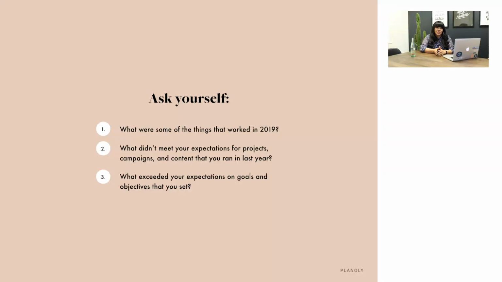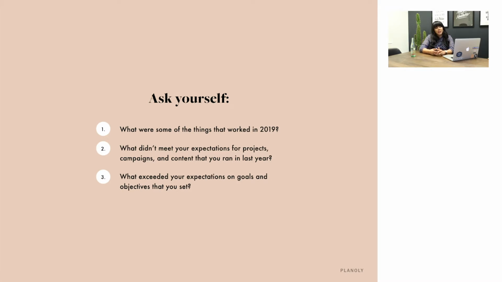So first things first, ask yourself, what were some of the things that worked in 2019? Obviously, celebrate all those successes. If you did great, awesome. That is information for you to know. That worked great. That was a great strategy. All these elements of this strategy worked. So those are things that you want to make sure that you hold on to.